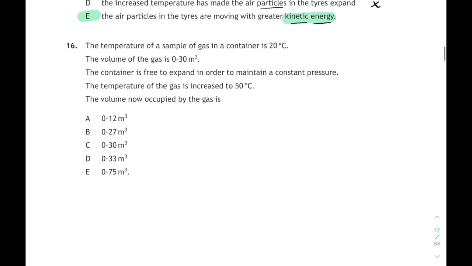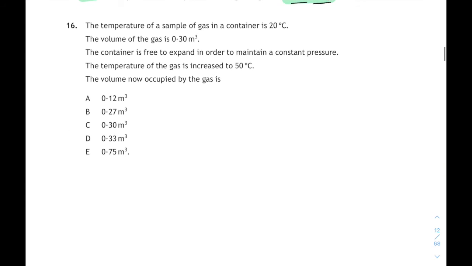15E. 16. The temperature of a gas is 20 degrees. As soon as you see a temperature that's in degrees Celsius in a gas laws question, change it into Kelvin. Remember, to change it into Kelvin, you add 273 to your Celsius temperature. So 20 plus 273 is 293.